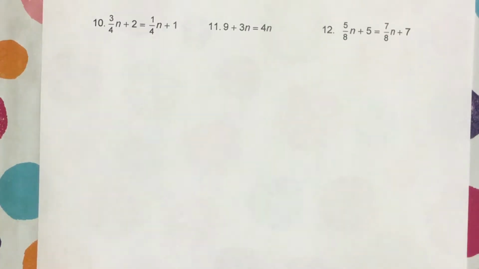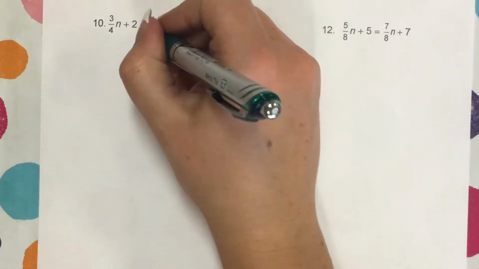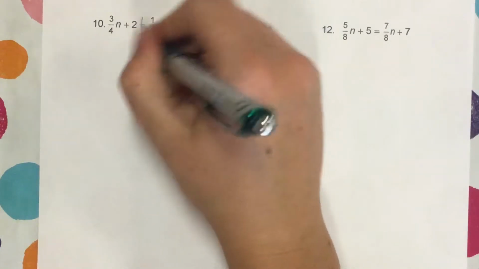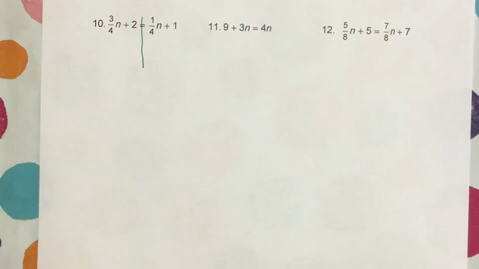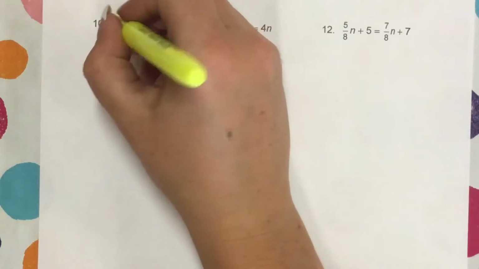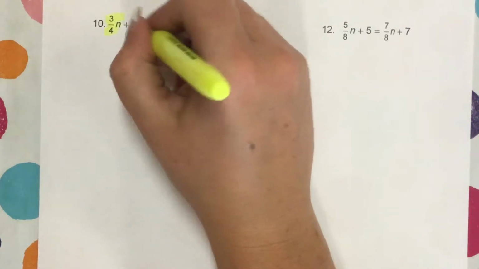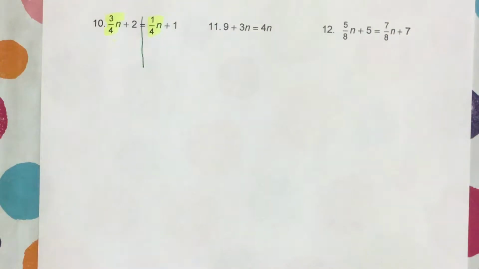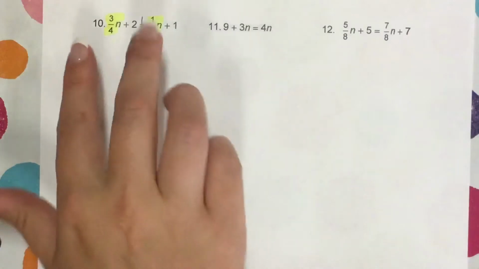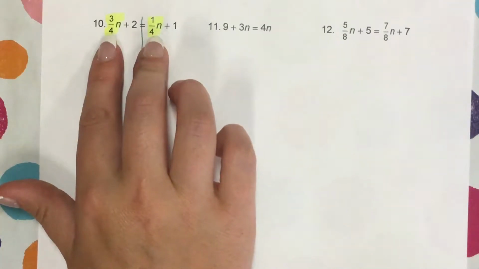Okay, here we are. We are back. So I'm finding the equal sign. The equal sign divides the equation into two sides. I see that I have a variable here, 3/4 n and also 1/4 n. I know that they're fractions, but you can do this, I promise. So the cool thing about these fractions is they already have a common denominator.